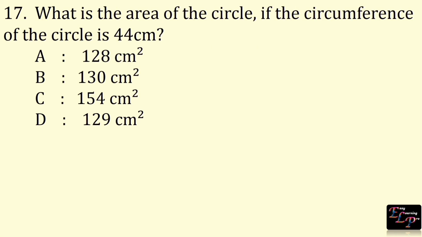What is the area of the circle if the circumference of the circle is 44 centimeter? Circumference of circle is given as 44 centimeter. We have to find area of the circle. Area of circle is given by pi r square. But radius is not given, so first we have to find radius. Circumference of circle is given by 2 pi r.